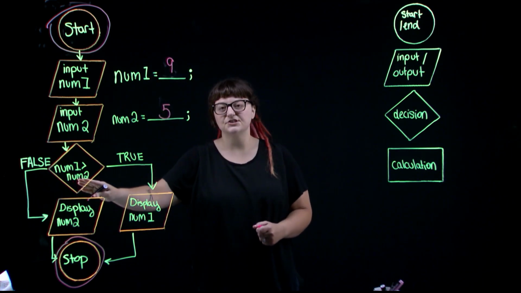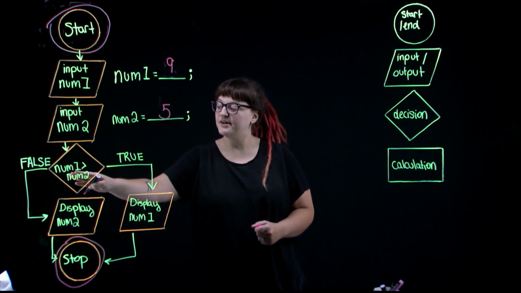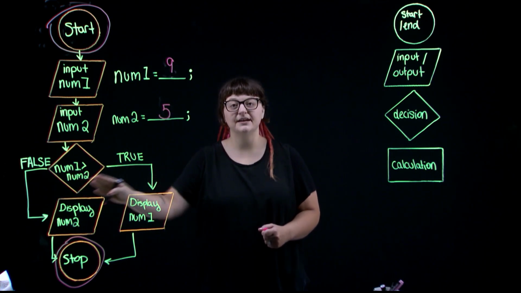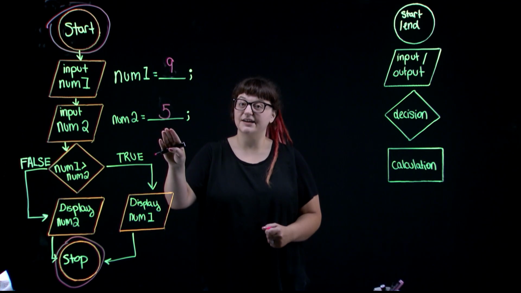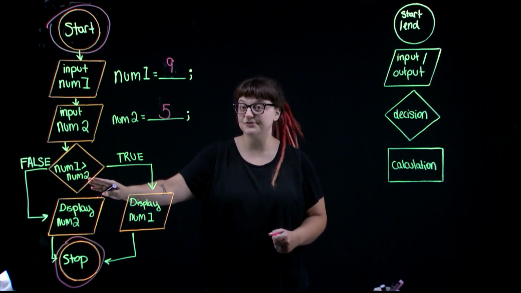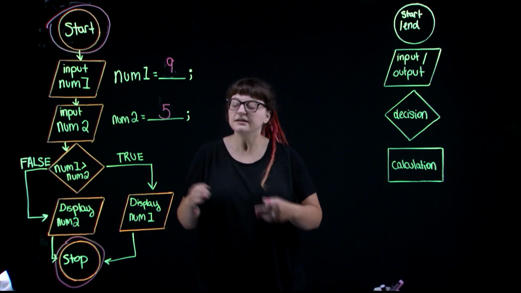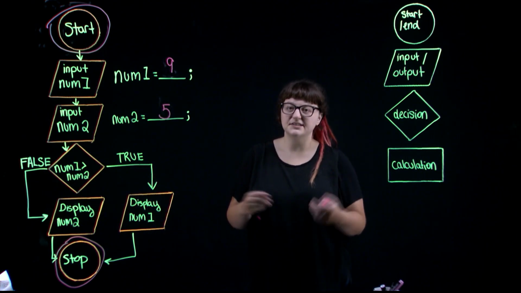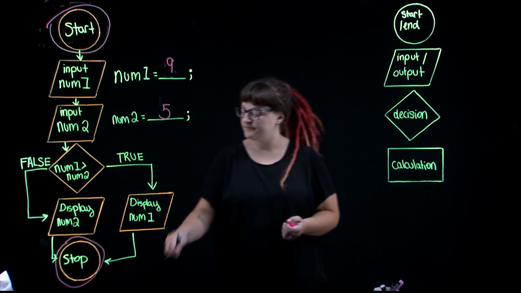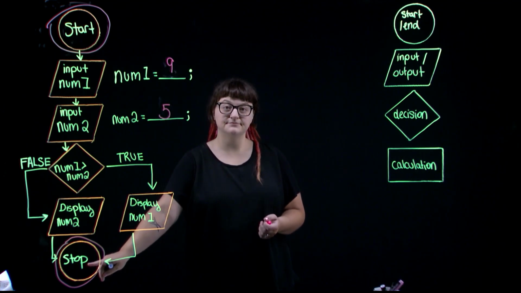And we get to this condition. So num1 greater than num2. Since 9 is greater than 5, this condition is now true. And we come over here and we display num1. So either way we go from our decision, we display value, and then our program stops.